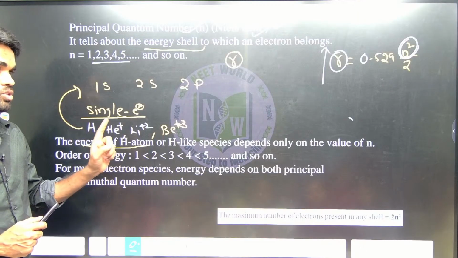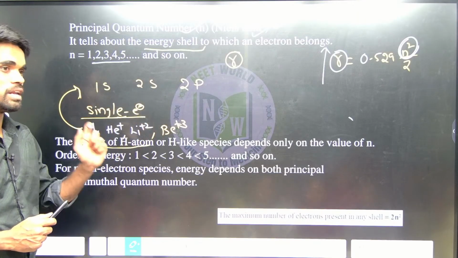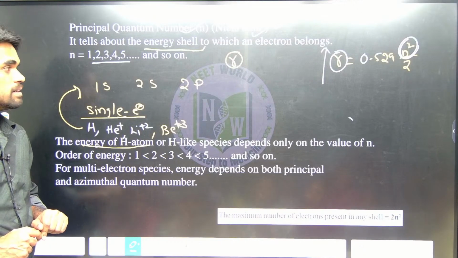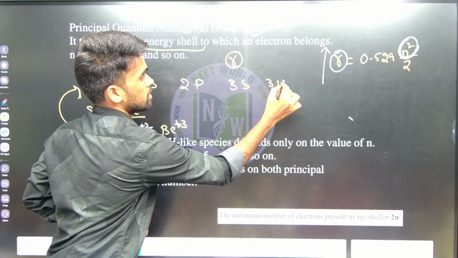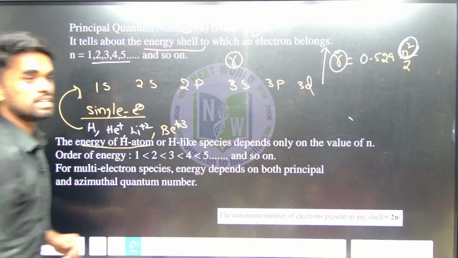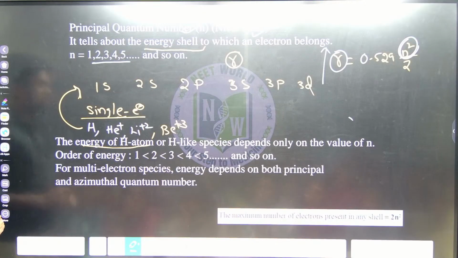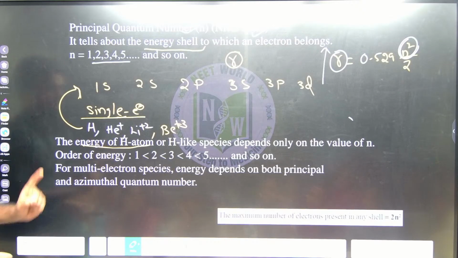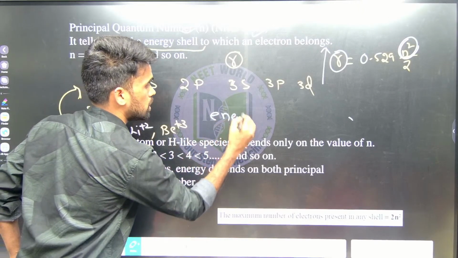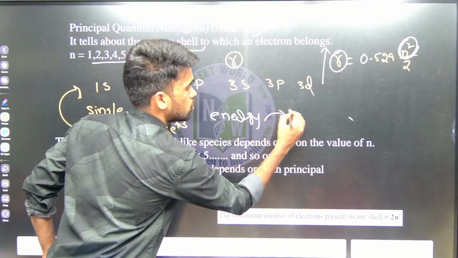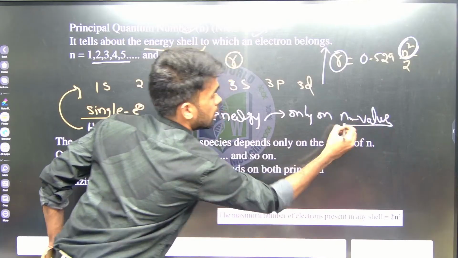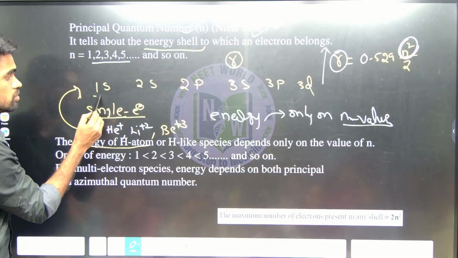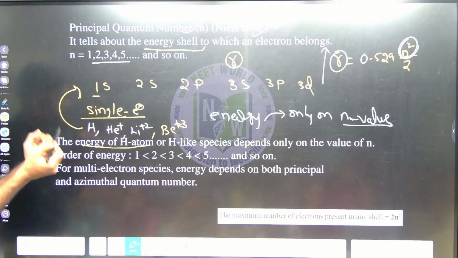Listen, this is a very important question. Which one is having lower energy? 2s, 2p, 3s, 3p, 3d. Tell me now, what is the energy order I am asking? Whenever there is a single electron system, energy order depends only on the n value. So lower n value, lower energy.